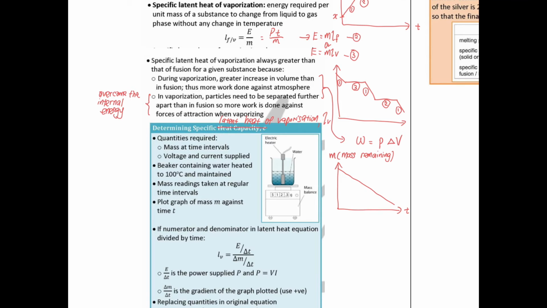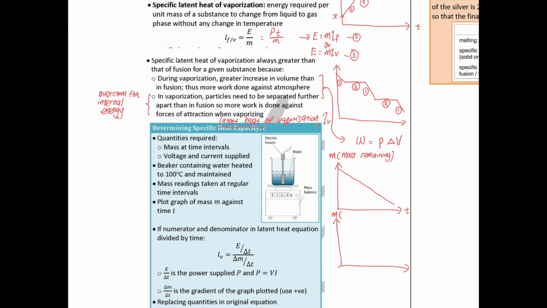But the thing is, the quantity required over here, where they said mass at time interval, is not the mass of water that remains. It's the mass of water that vaporizes. So we have to subtract. Imagine that you take the initial mass of water. The initial mass is the mass when it reaches 100 degrees Celsius. You subtract the water that remains, then you will get the mass of water that vaporizes.